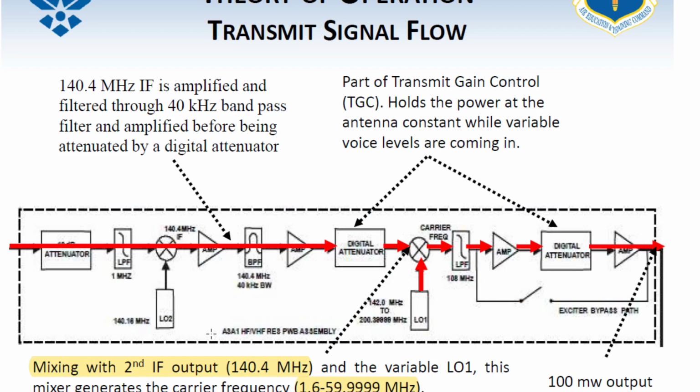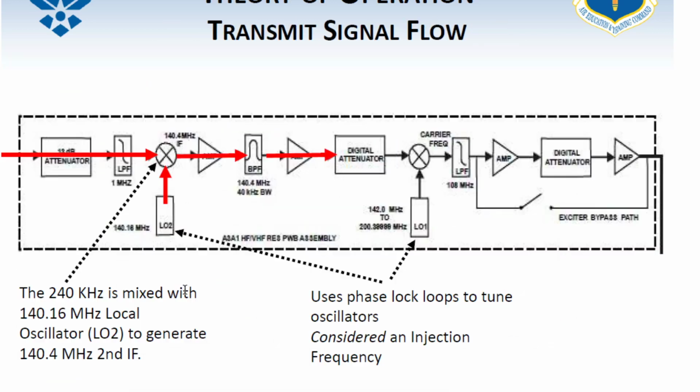I was trying to look on my piece of paper, and it didn't even show that on my piece of paper. It shouldn't show this writing on your piece of paper, but it should show the 140.4 megahertz IF right here after the mixer. On your diagram, the only place that it shows another IF is after the digital attenuator.